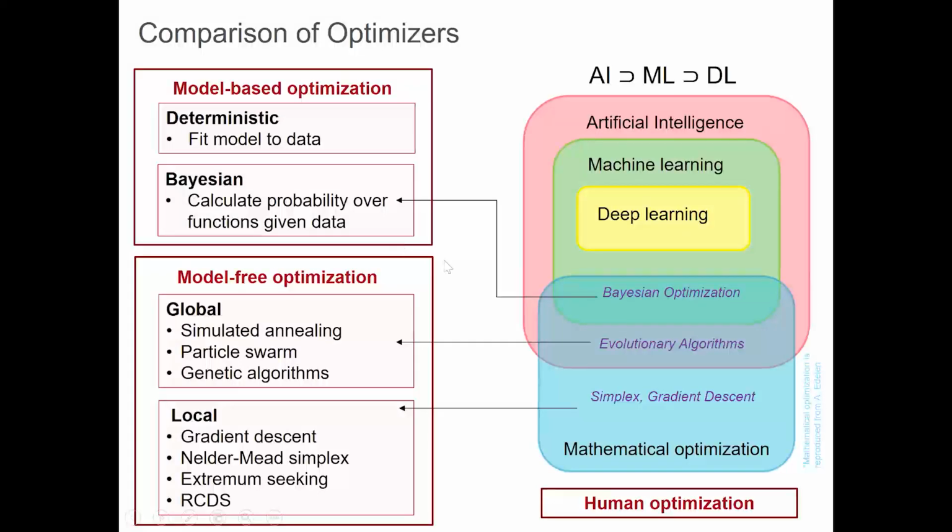Now let's divide those algorithms into two different optimizations. The first one is model-based, and the second is model-free. In model-free optimization, we have either global optimizers, like the genetic algorithms shown here, or local optimizers that are part of the mathematical optimization. In model-based optimization, we either have deterministic optimizers, where we fit a model to data, or we can take a Bayesian approach, where we calculate probability over functions given that data. And of course, we always remember that we have our human optimization right here.